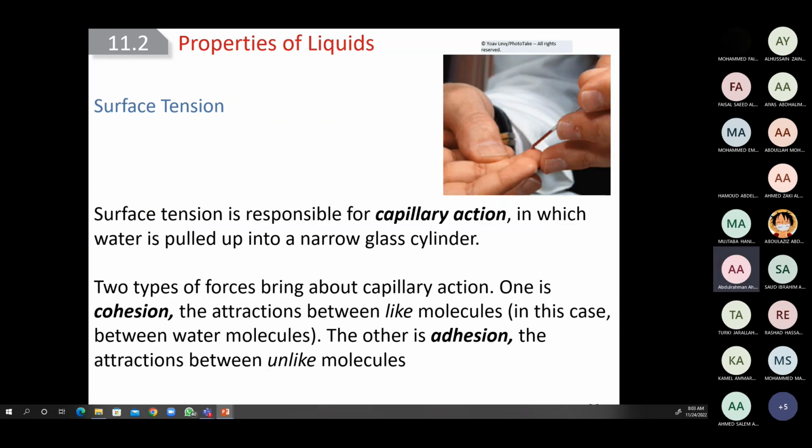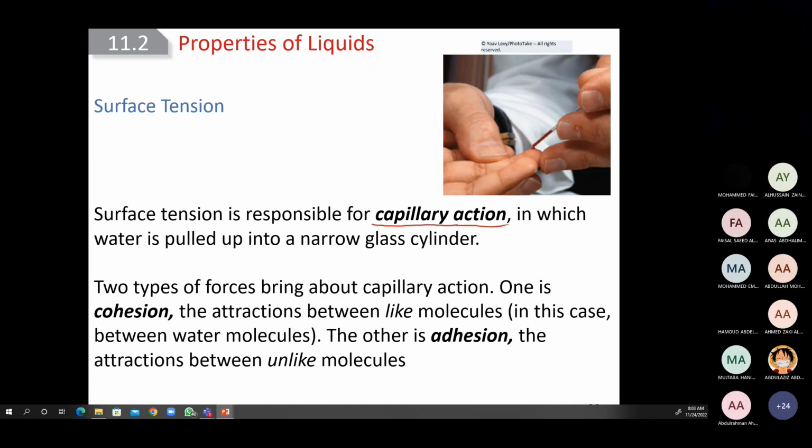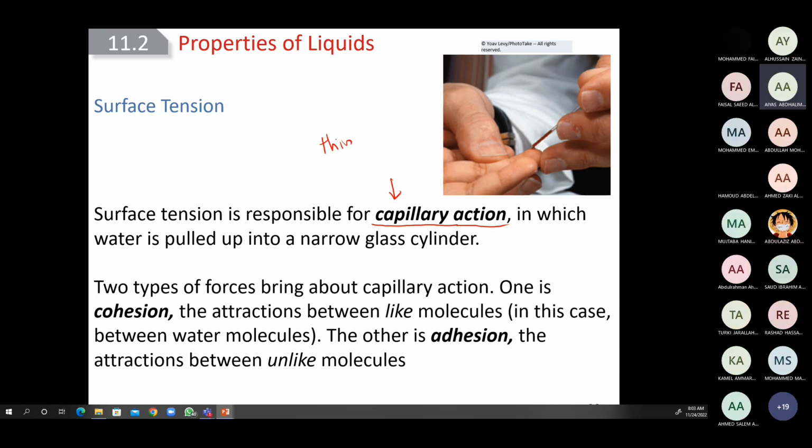Next, what is capillary? Capillary means what happens when we have a very thin tube. Capillary means very thin tube. That's why the meaning of capillary is thin tube.